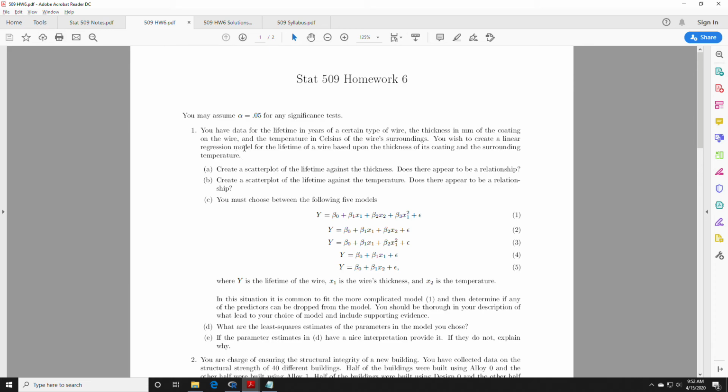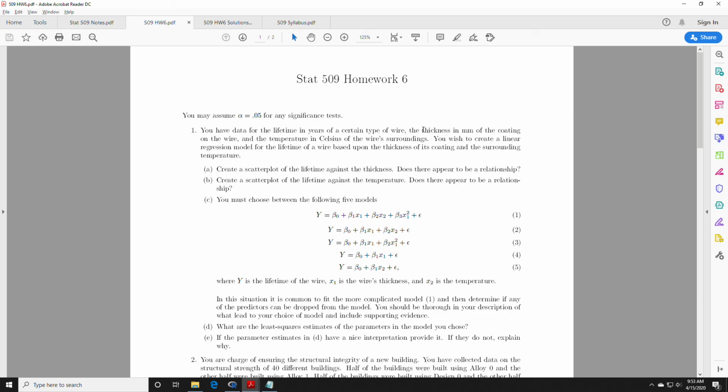Okay, so we're trying to model lifetime of the wire, implying that that's y, the response variable. If that's what we're trying to model, that must be the response variable. And based upon those, the x variables must be the predictor variables. So we're trying to use thickness of the wire's coating and surrounding temperature to model how long this wire is going to last. Okay, so first thing, create a scatter plot of lifetime against thickness. Does there appear to be a relationship?